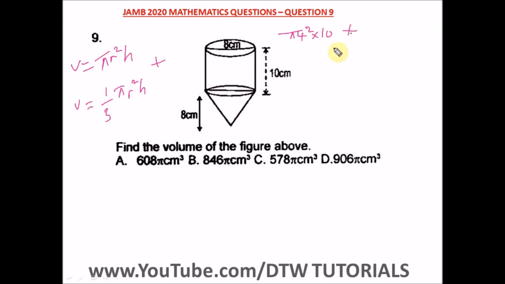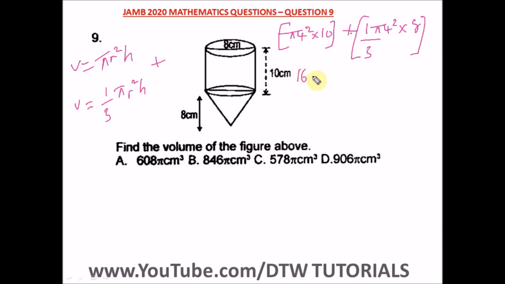Don't forget 1/3 pi r squared. So we have 1/3, we have our pi. The radius of the cylinder is the same as the radius of the cone, which is 4 squared. So we have 4 squared times, now the height of this cone is what? 8 and not 10. So if we work on this first, 4 squared will give us 16 times 10, which is 160.